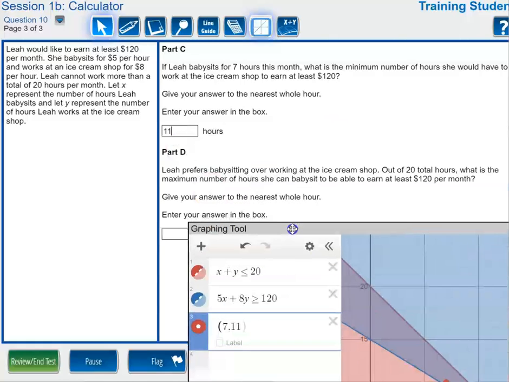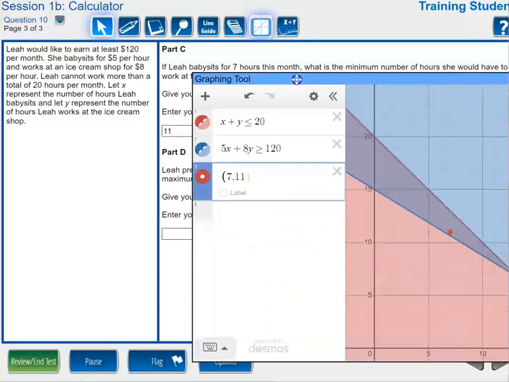And then the next one's similar. She prefers babysitting. Out of the total hours, what's the maximum number of hours she can babysit? Well, let's see. Let's see what she could start with.